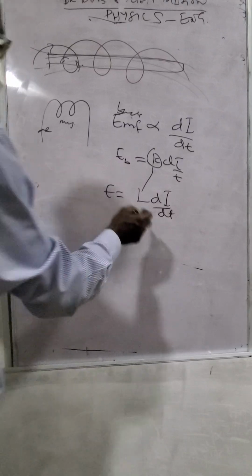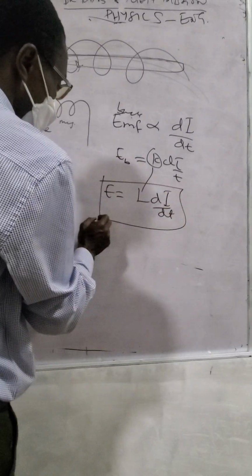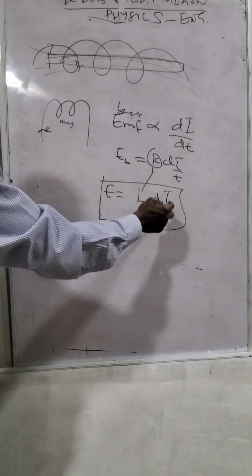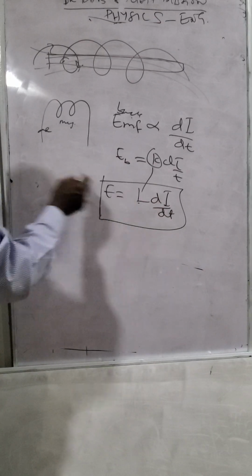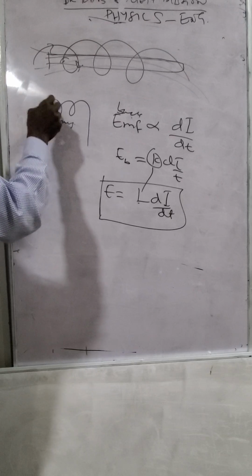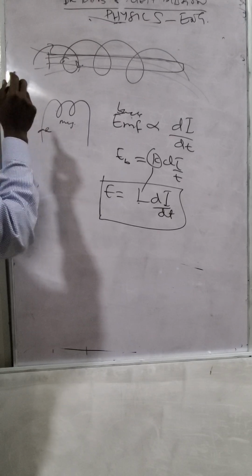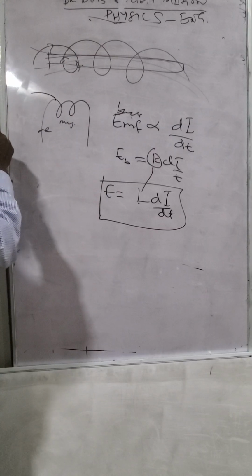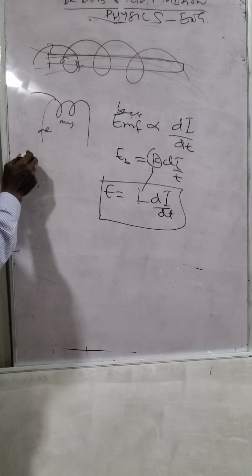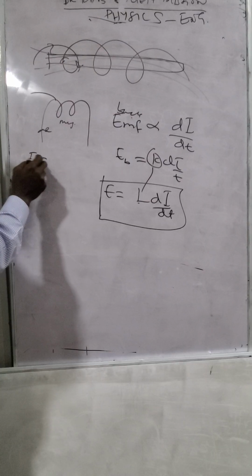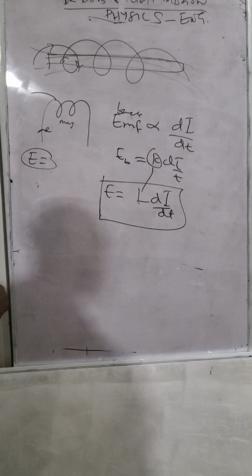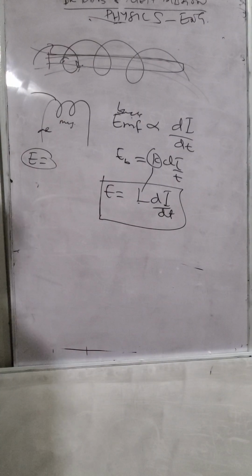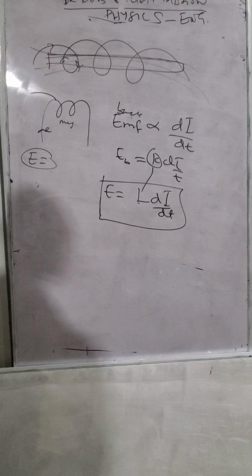So this is one equation you can look at. If you know the rate at which current is changing, and you know the inductance of this material, then you can calculate how much EMF will be generated. That is it.